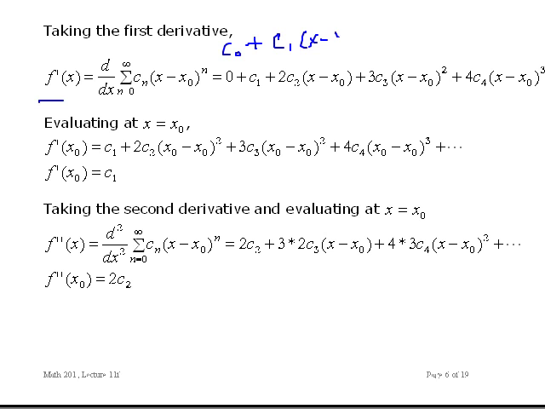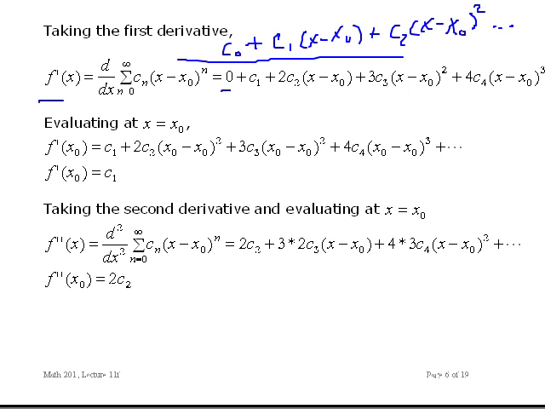c1 times x minus x naught. The third term here is c2 times x minus x naught squared. This is the power series before differentiation. Now let's differentiate it. If I take the derivative of a constant, I get 0.